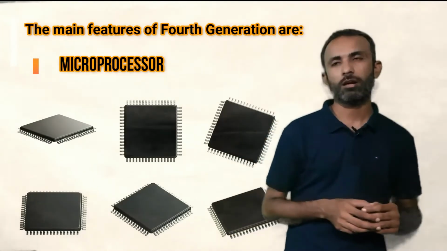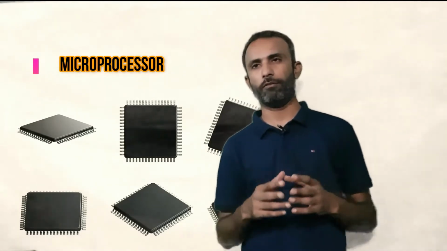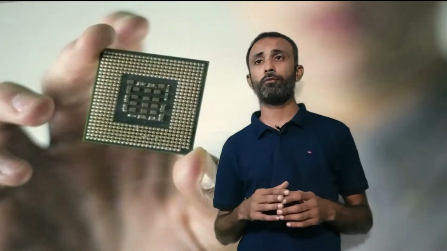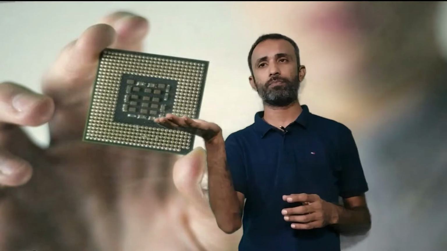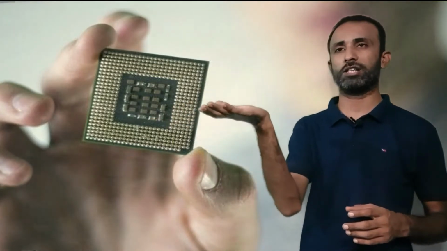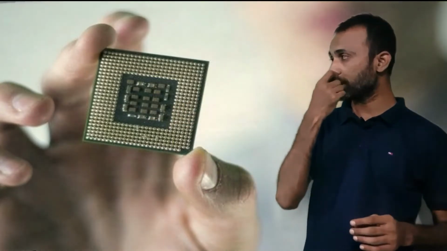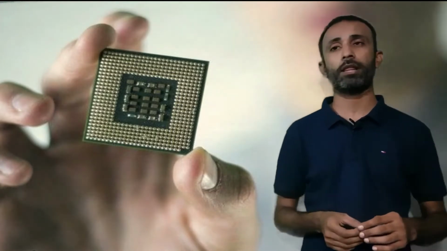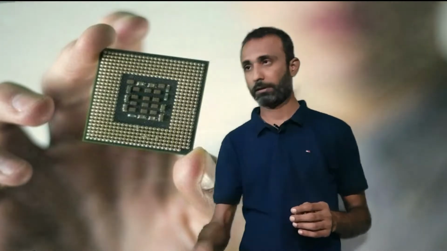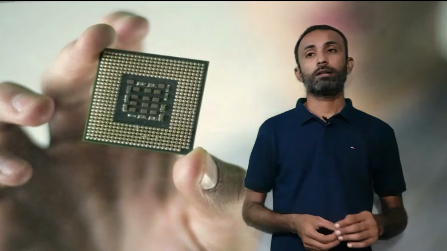In the first generation, the computer size was very big. Now it can fit in the palm of your hand. That means your chip is in your hand. That is why the fourth generation is called the microprocessor generation. These computers were also very cheap. Because of the low cost, people were able to buy computers for their home or official usage.